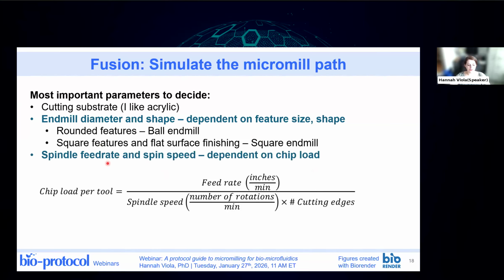And then the other parameter that's really important is your spindle, which is the drill bit, the spinning part. How fast are we spinning, and how fast are we moving the spinning tool along the material? Those are called the spin speed and the feed rate, or colloquially feed and speed in the manufacturing space. And that depends on a quantity we call chip load. So that is like how hard we're making the tool work.